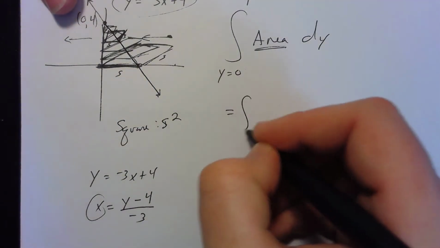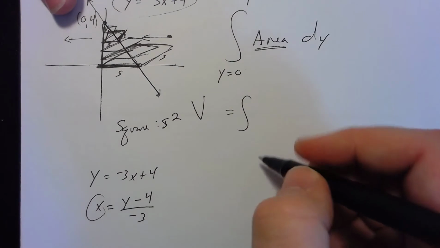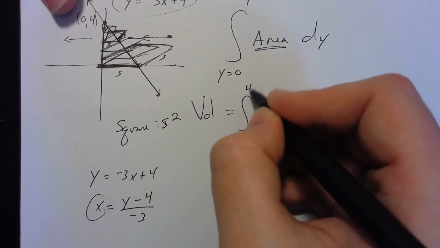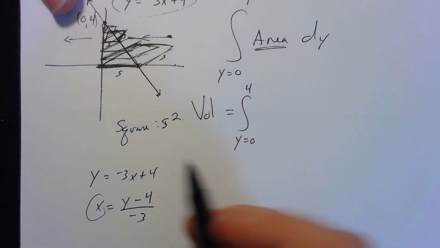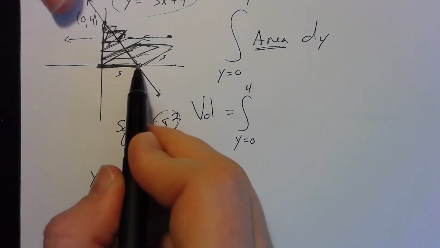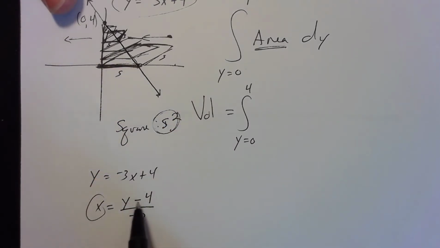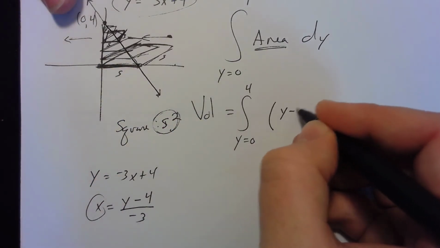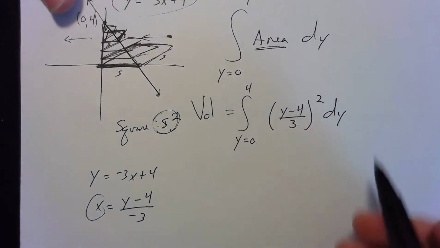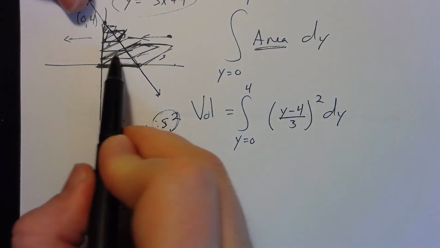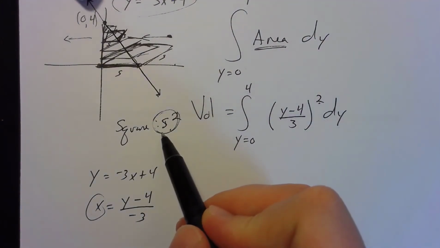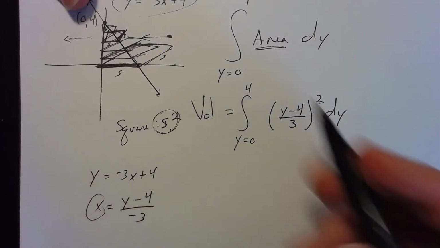So my volume will end up being equal to the integral from y equals 0 to 4 of my area function. My area function, again, is this thing squared. But this thing squared is representing the s, which is the x distance in this problem, which is simply this. So I'm simply going to have the integral of (y minus 4 divided by 3) quantity squared dy. Again, this is the function from the region, and the squared is the formula for the area of the object that I'm attaching.